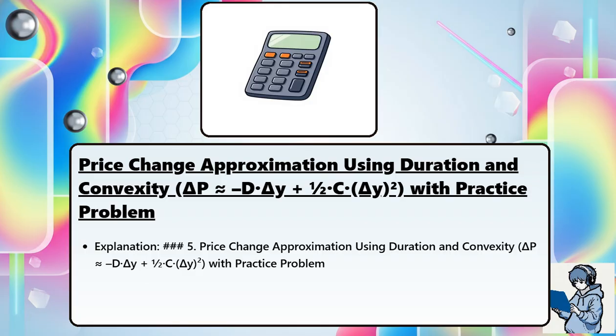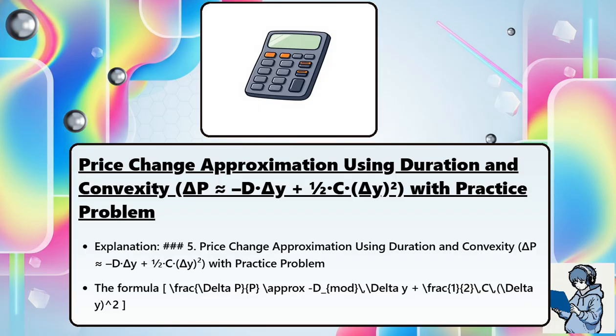Explanation: 5. Price change approximation using duration and convexity. Delta P approximately minus D times delta Y plus 1/2 C times delta Y squared, with practice problem. The formula, delta P over P approximately minus D sub mod times delta Y plus 1/2 C times delta Y squared.